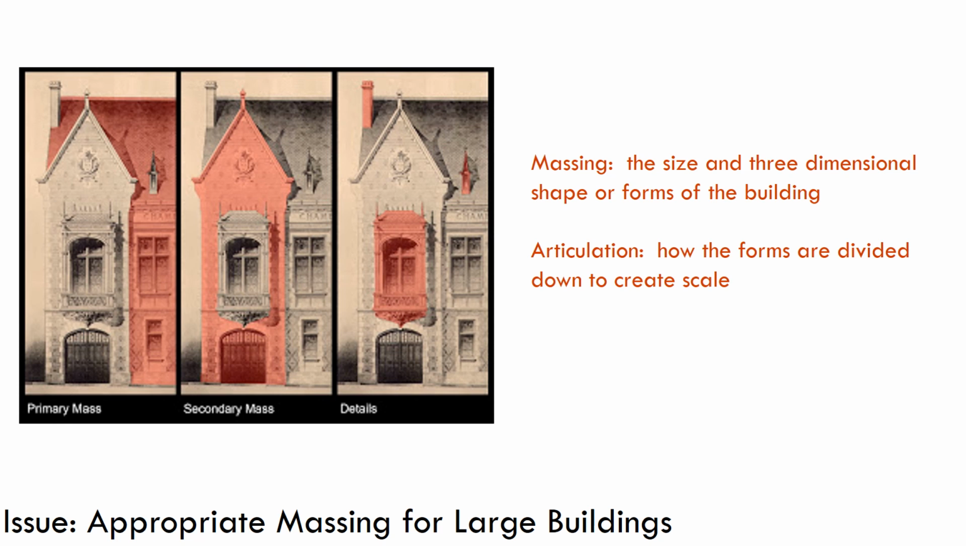And so let's talk a little bit about what massing is. Generally, you can consider massing to be the size and the three-dimensional shape or forms of the building. And then there's a related idea of articulation, and that is how these forms are then subdivided down into smaller pieces to create what's known as scale.